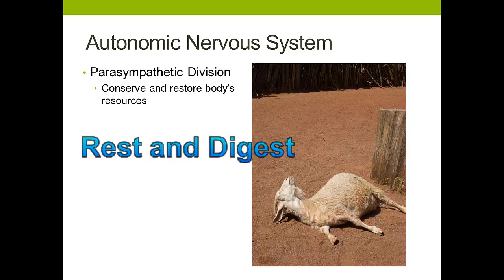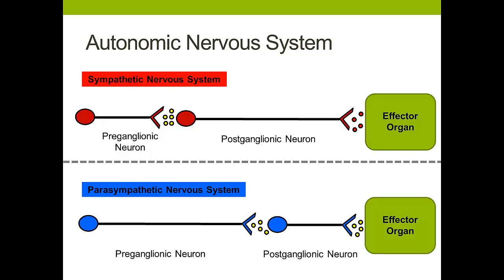Both divisions of the autonomic nervous system contain preganglionic and postganglionic neurons. The preganglionic neurons have cell bodies within the central nervous system. They release neurotransmitters onto the postganglionic neurons. Postganglionic neurons then release neurotransmitters onto effector organs or tissues spread throughout the body. Note that in the sympathetic nervous system, the preganglionic neurons are short, while the postganglionic neurons are long. The opposite arrangement occurs in the parasympathetic nervous system, with long preganglionic neurons and short postganglionic neurons.